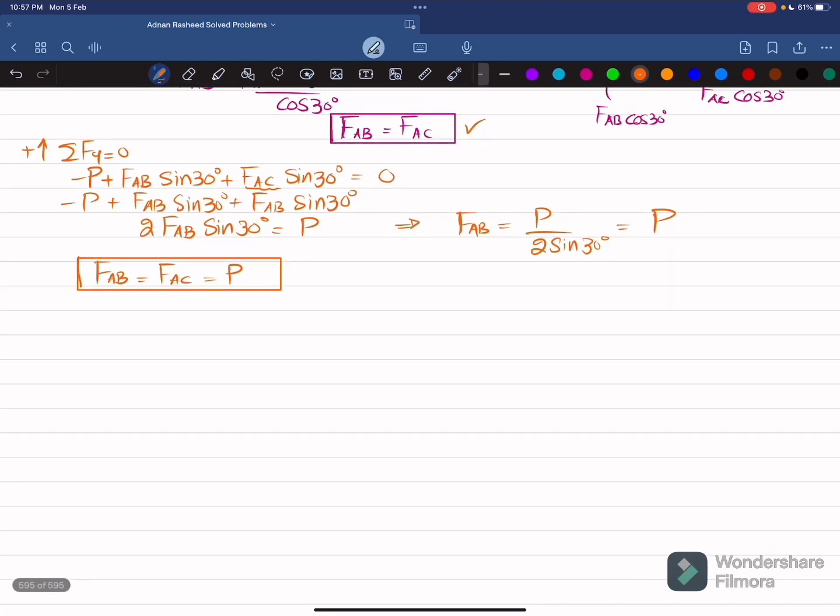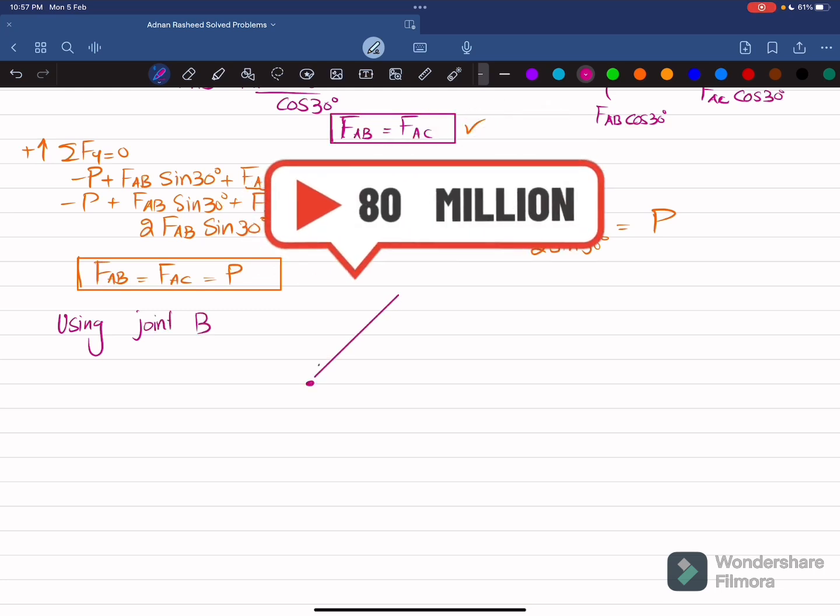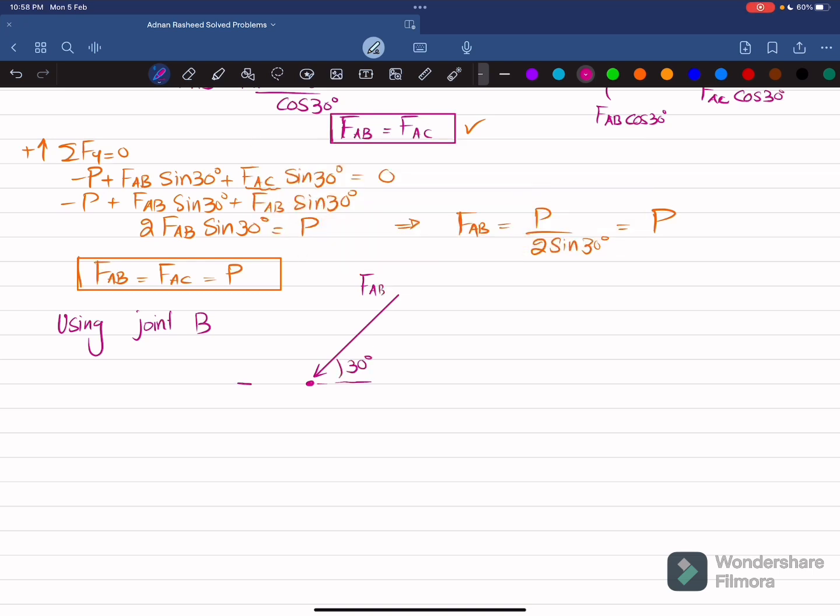So I will write it using joint B. So this is joint B where you have this FAB acting that is making 30 degree there. So at point B you will be having horizontal reaction force FBX, and there will be a vertical reaction force FBY. So we are interested to find out this horizontal component. This component can be obtained by using equation of equilibrium that sum of all forces in the x direction must be equal to 0 and force in this direction is taken as positive.